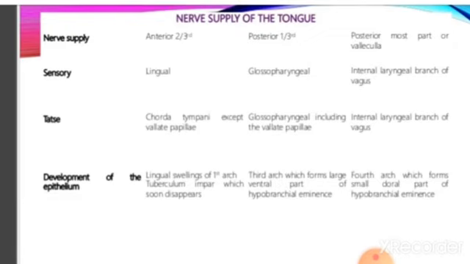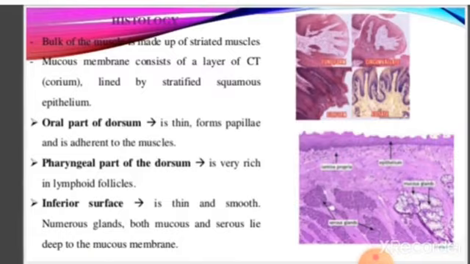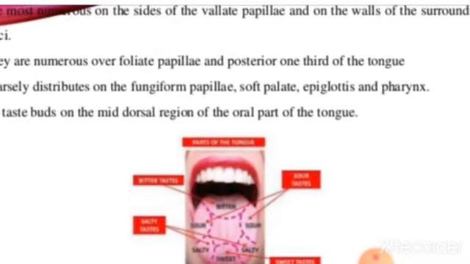So the various taste buds which are present, this is interesting. Most of them are on the sides of the vallate papillae, and they are present on the walls of the surrounding cell side. They are numerous over the foliate papillae and the posterior 1/3 of the tongue. Sparsely distributed on the fungiform papillae, soft palate, epiglottis and the pharynx. No taste buds on the mid dorsum region of the oral part of the tongue.